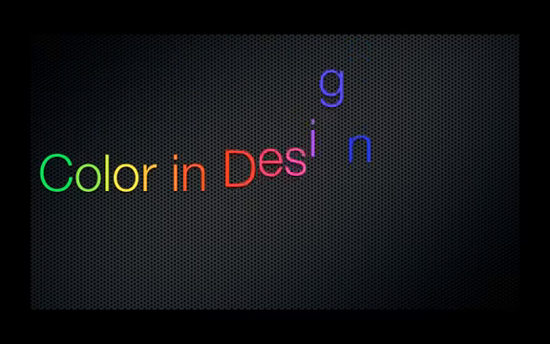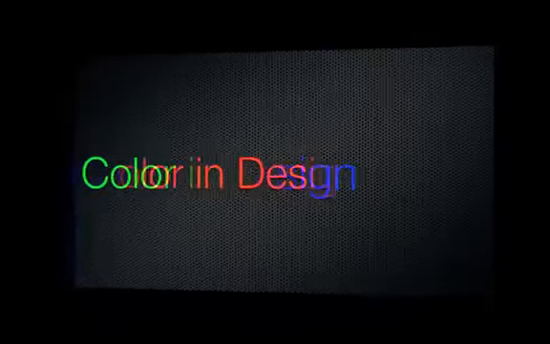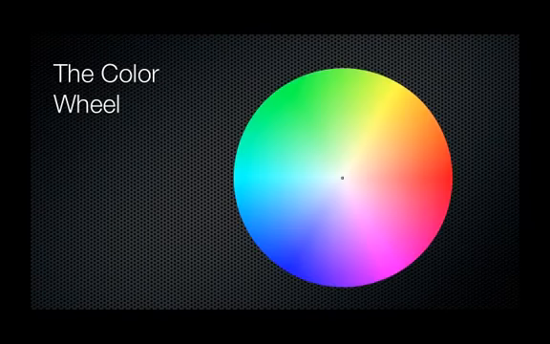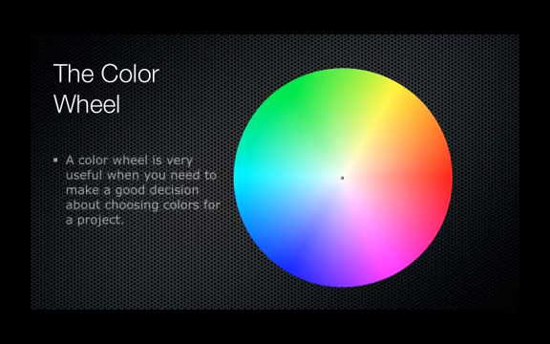Our last topic is color. Color in design. The first thing we need to talk about and look at is the color wheel. You guys have probably seen this before. It's a great way to find some different interesting colors. The color wheel is used to make good decisions about what colors you might want to choose for a project, utilized by graphic design artists all over the world.